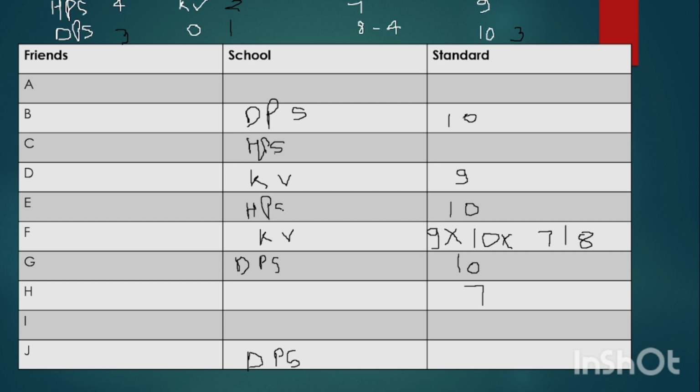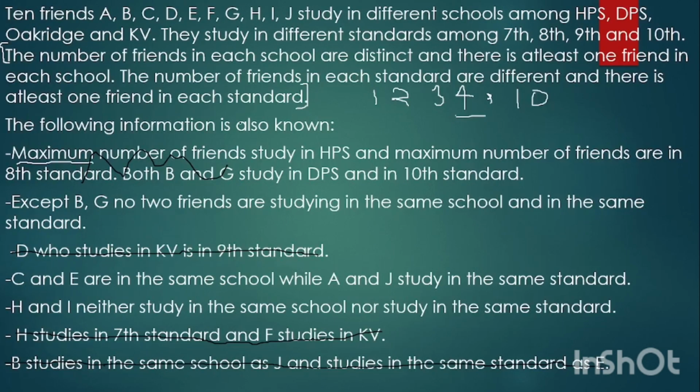Okay. Now H and I do not study in the same school. So H and I can be either HPS or Oak Ridge. With this I can say that HPS is surely A. Then what else has to be done? Now just see. I am done with this.